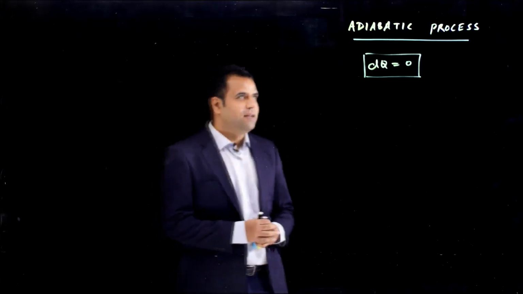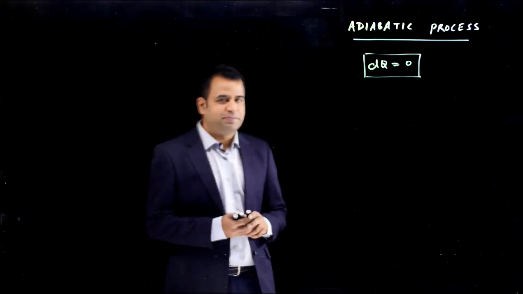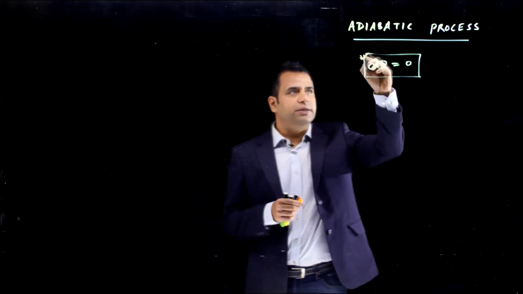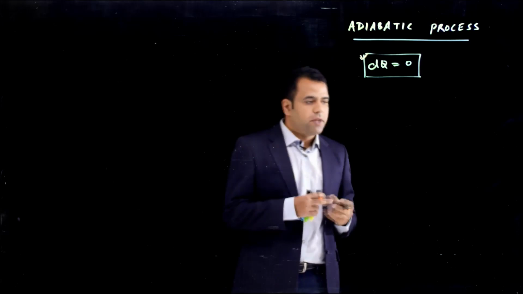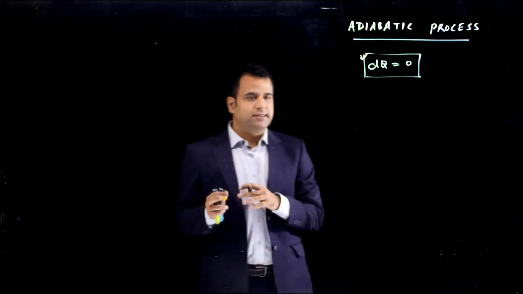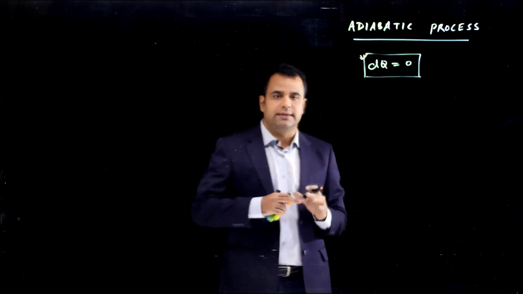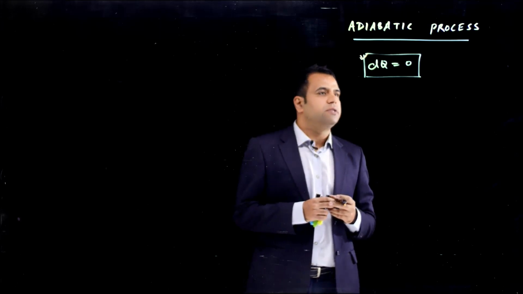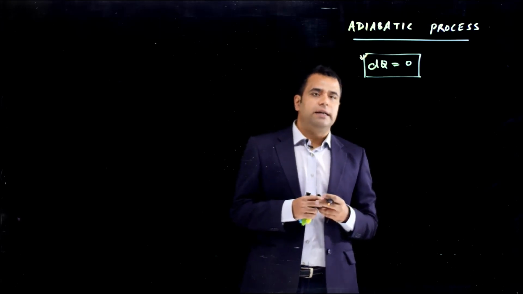Hello. Now we'll do the adiabatic process. In case of adiabatic process, the equation is dq is 0. So, in case of adiabatic process, there is no heat transfer happening between the system and surrounding. There is no heat transfer which happens there. So, this is the equation dq is 0 in case of adiabatic process.